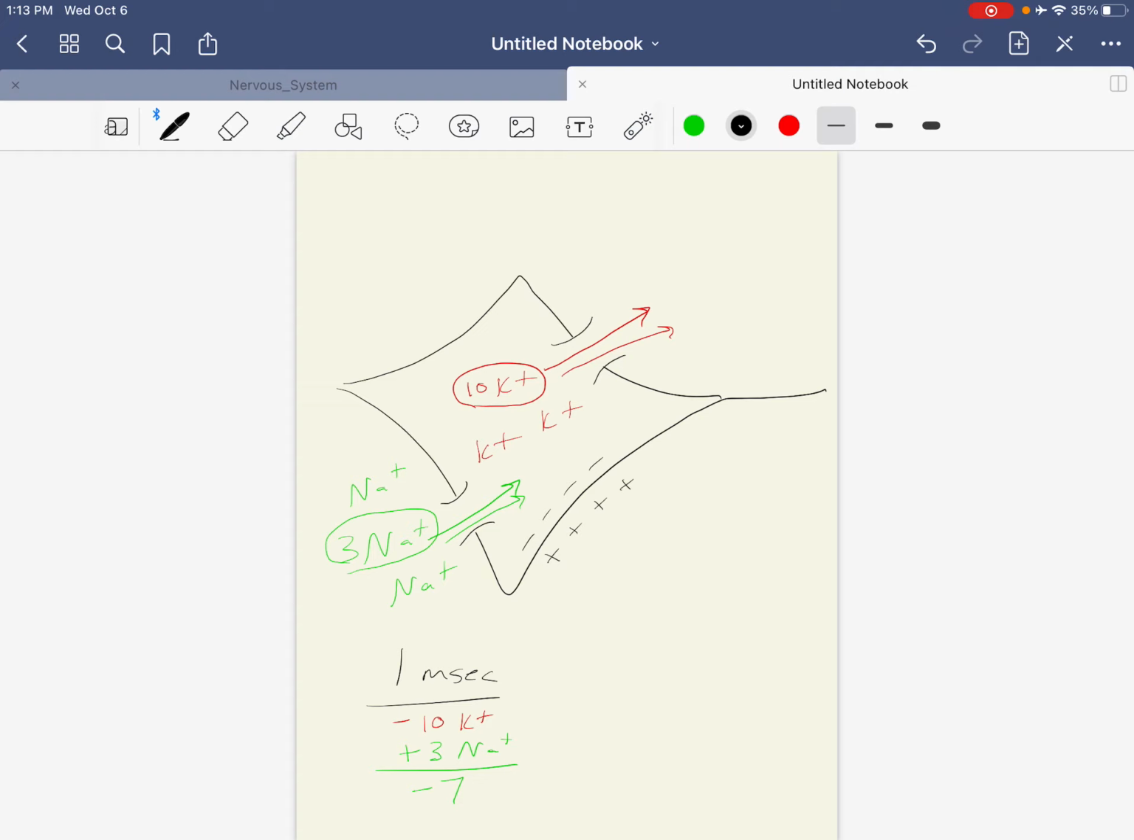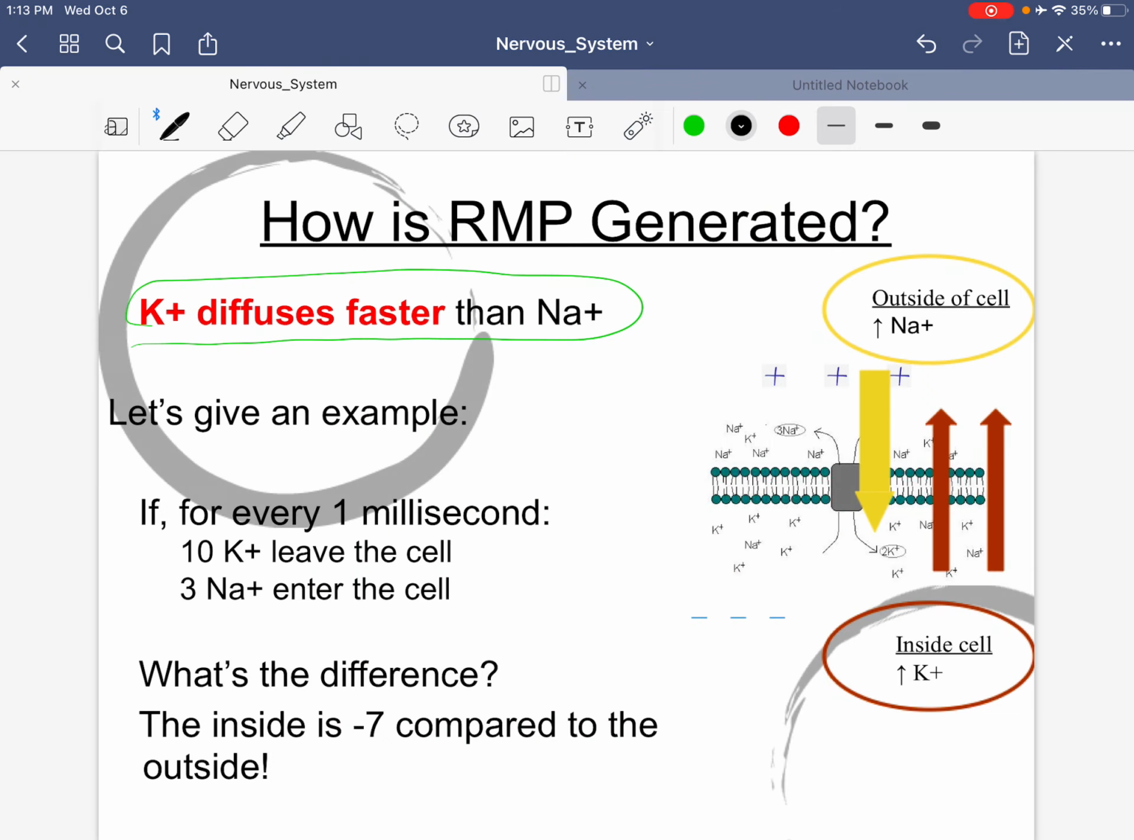This is as simple as I can make it. There's other factors going on. There's other movement of ions and a whole bunch of stuff. But the point is, the inside of the cell loses so much potassium, and it can only bring in some sodium, that the inside becomes negative relative to the outside.